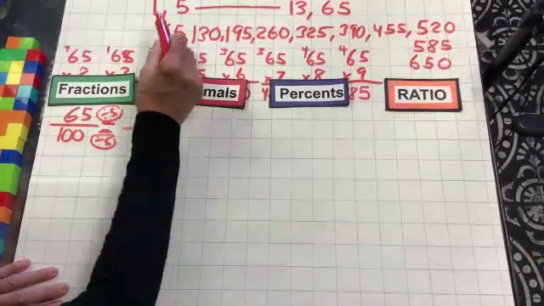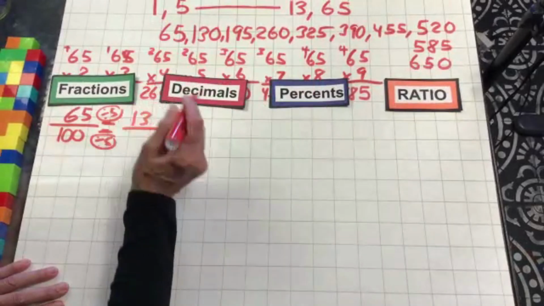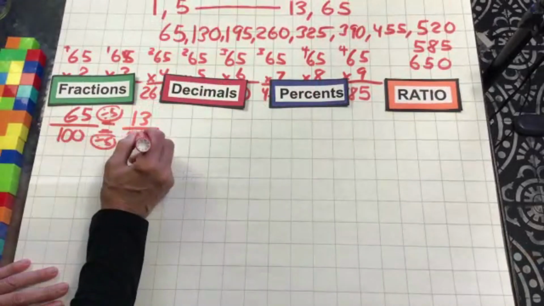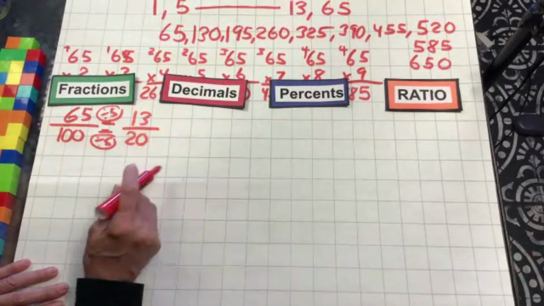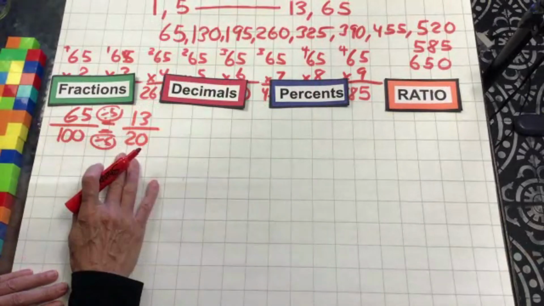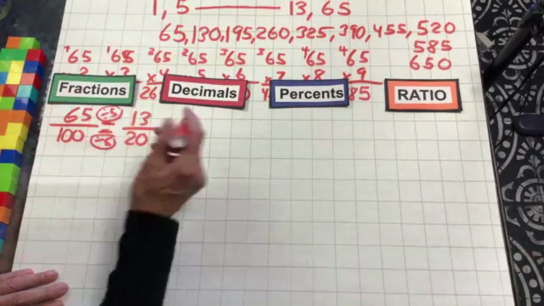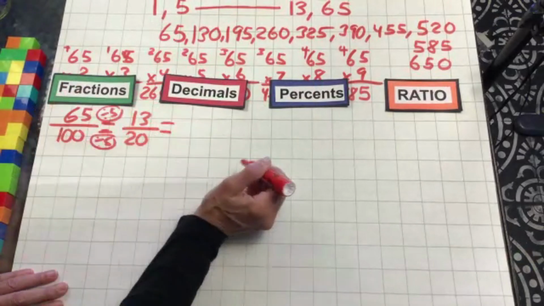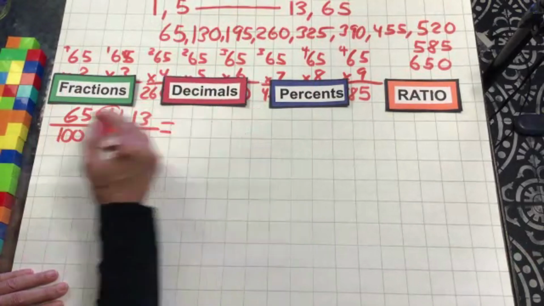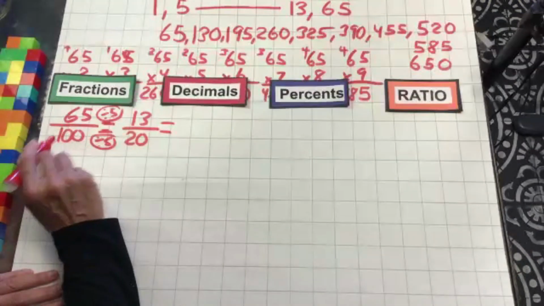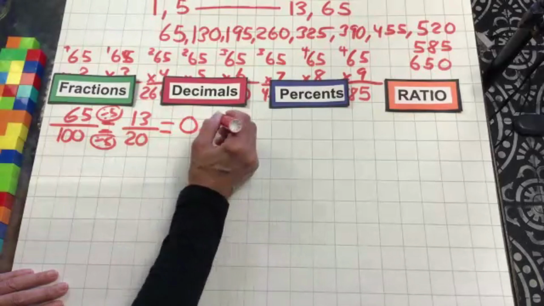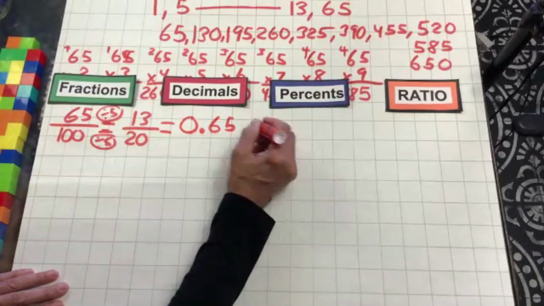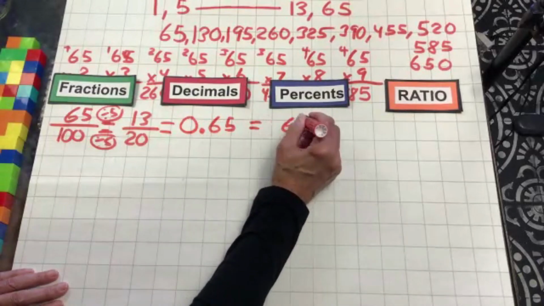And when we do, we know 5 went into 65 13 times. 5 goes into 1 20 times. So that is our lowest term fraction. And you will be using lowest term fractions when you get to your fraction unit. We go back to our hundredths here and we get our decimal, 65 hundredths. And that would be 65%.